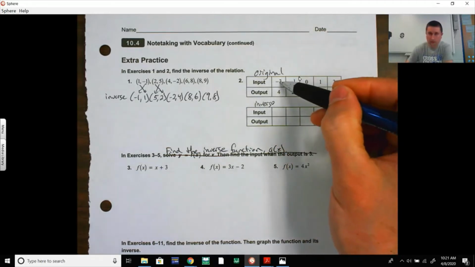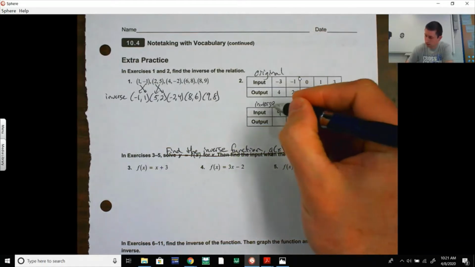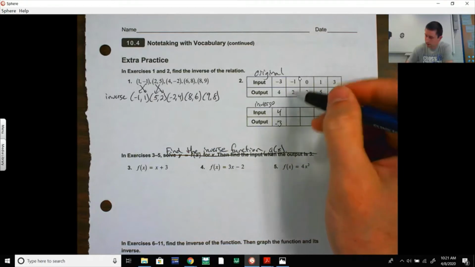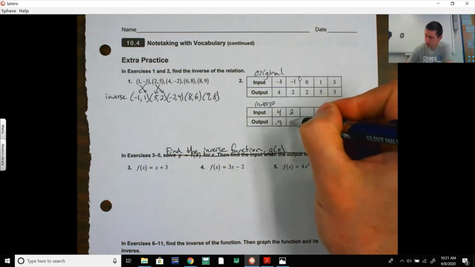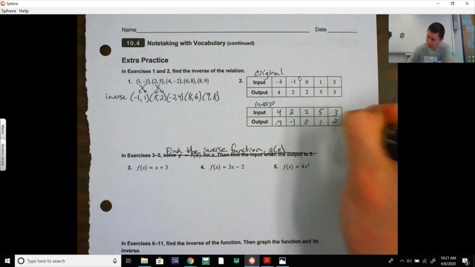If -3 is your input, 4 is your output. If you put 4 into your inverse, you're going to get -3 back. If you put 2 in, you're going to get -1 back.